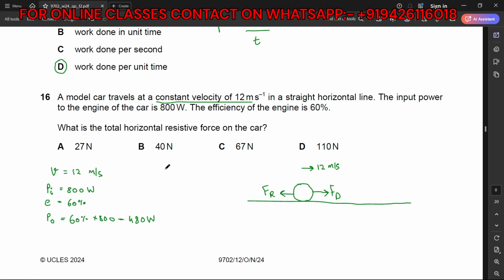And we know that power is equal to Fv. So F will be equal to power by velocity, that is 480 by 12. So 480 by 12 comes out to be 40. So F_D comes out to be 40. So over here F_D must be equal to F_R for your acceleration equal to 0 condition. And therefore the resistive force is going to be equal to 40 newtons. So that is how we calculate the value of the resistive force based on the given circumstances.